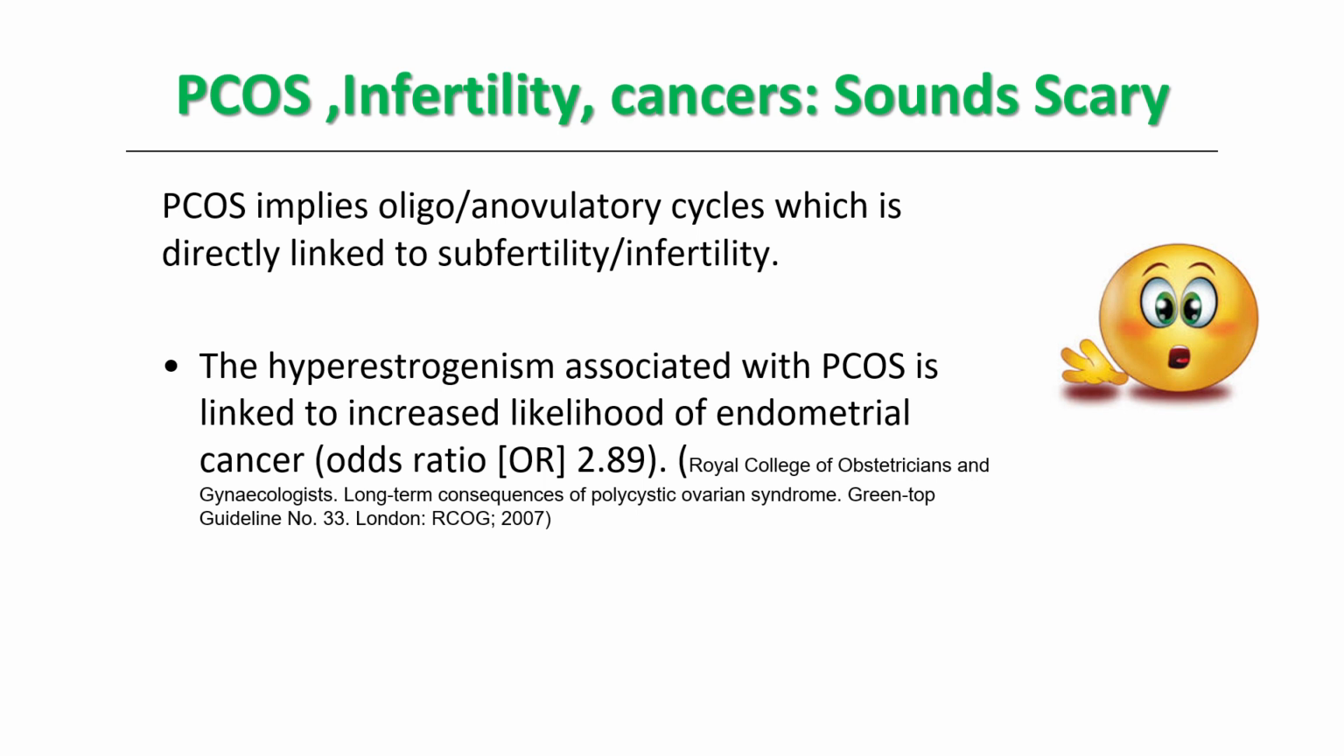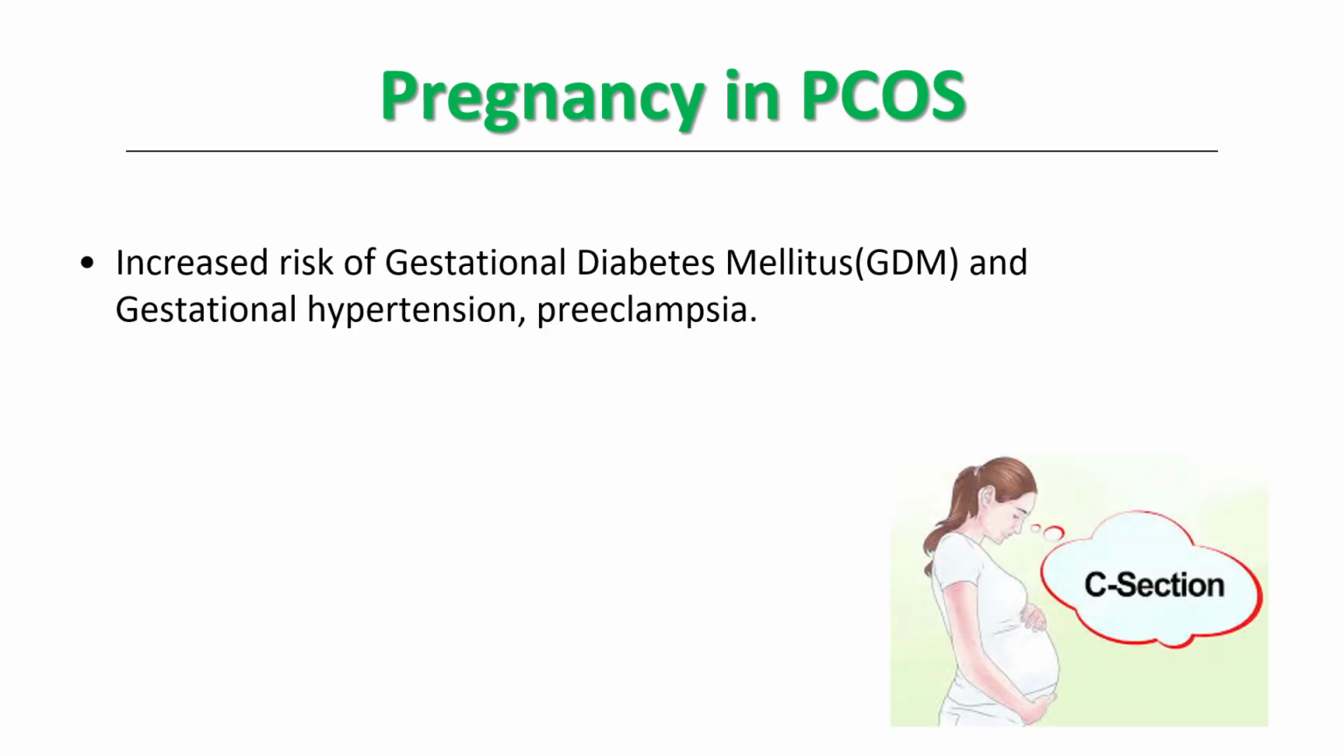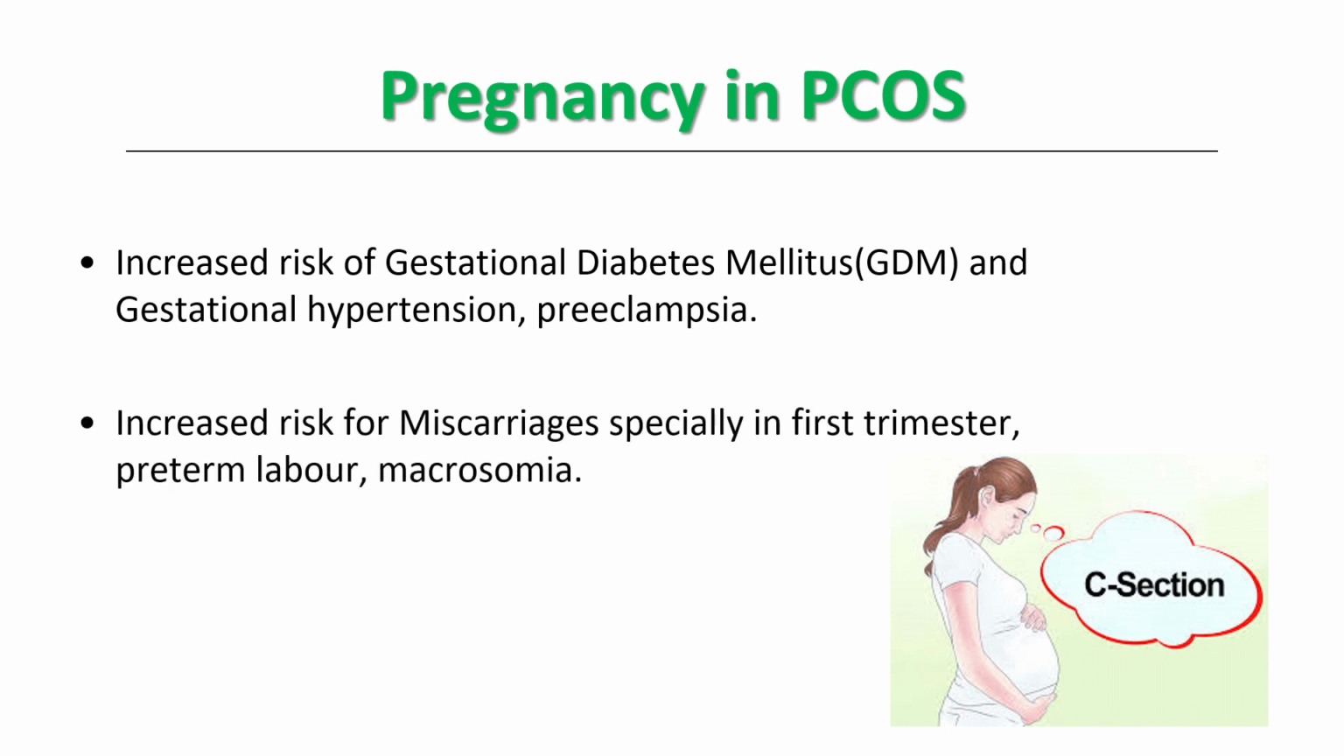Pregnancy in PCOS, like if a PCOS patient conceives spontaneously or with some treatment, there is an increased risk of gestational diabetes mellitus, gestational hypertension, and later on even preeclampsia. There is increased risk of miscarriages, especially in first trimester, chances of preterm labor, macrosomia, higher incidence of cesarean section, and then the morbidity related to it. So basically, the pregnancy becomes a high-risk pregnancy.